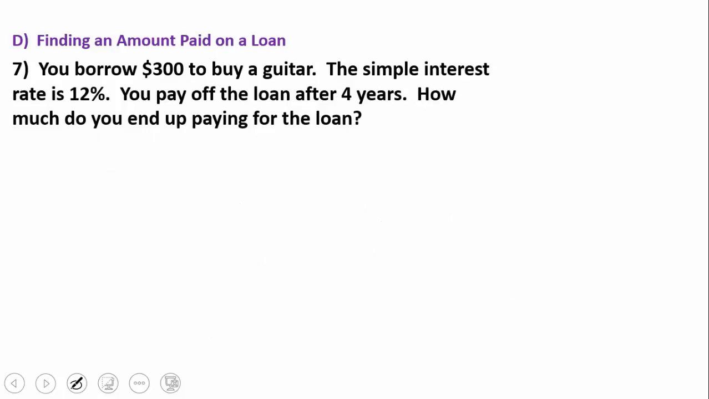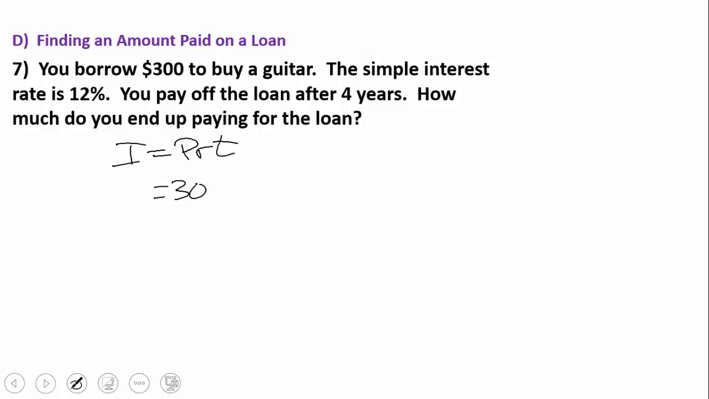One more example, and we're just about done with this lesson and this unit. Find an amount paid on a loan. And of course, I could do 1,000 more examples of different types of questions, but as we go through our assignments, you're going to be doing them and asking questions in class. Anyway, you borrow 300 bucks to buy a guitar. The simple interest is 12%. You pay off the loan after 4 years. How much do you end up paying for the loan? This is like finding the total amount in the account. I equals PRT. So we want to find out how much interest we had to pay.